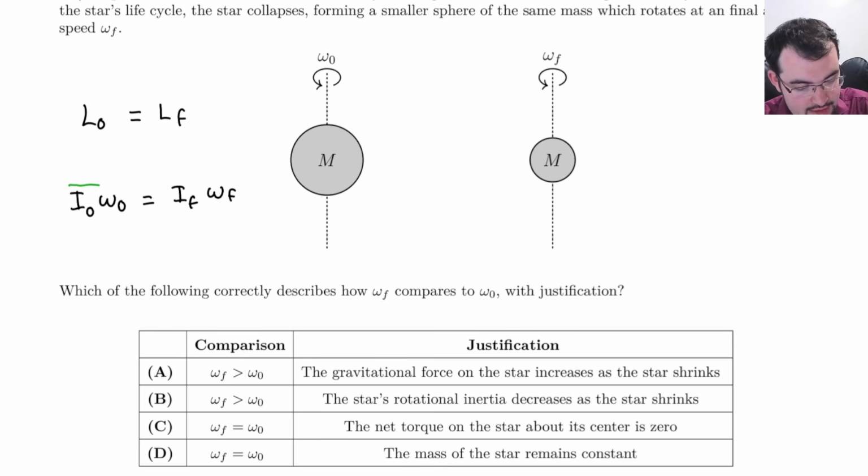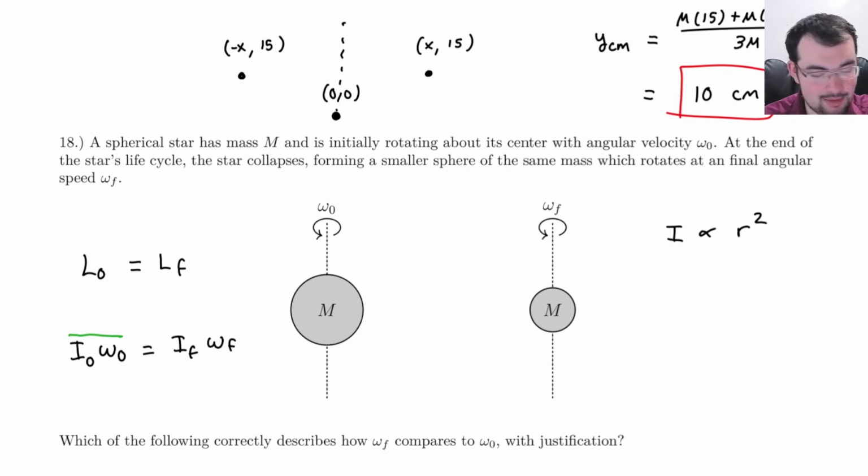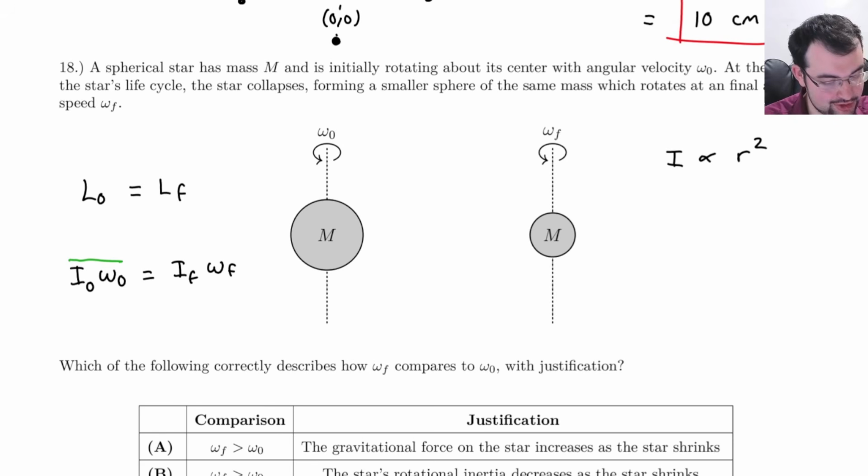So if our initial state is constant, we just need to figure out what happens to the moment of inertia. Well, we know that the moment of inertia is going to be proportional to radius squared in some way, because I is mr squared with some constant in front, depending on the shape. So if you bring your mass closer to your rotation center, that is going to decrease your rotational inertia, right? Because as r decreases, I also decreases.